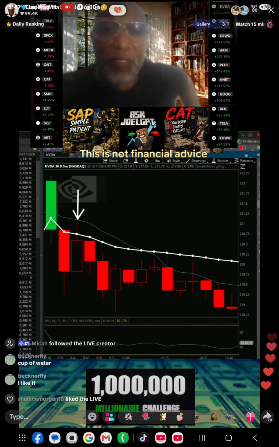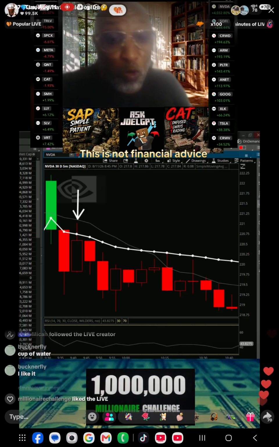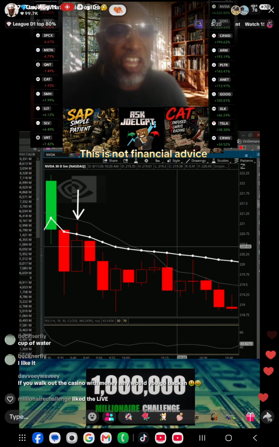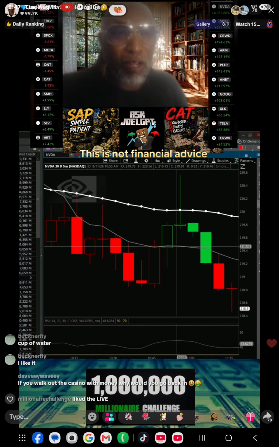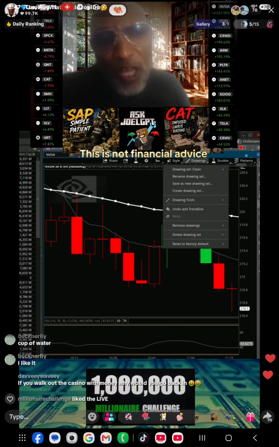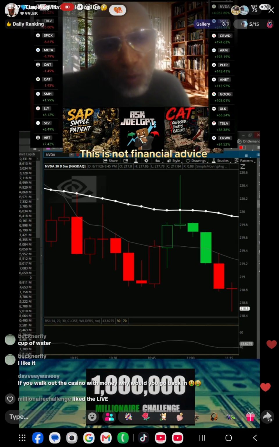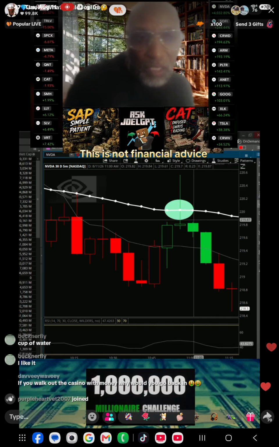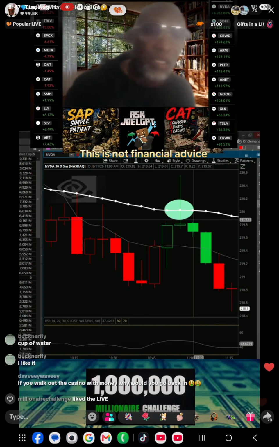Nvidia, this VWAP is angled down. You could have just taken shorts all day long at the VWAP and you would have made money. I know you're like, Joel, it's just today. Just today. Word? You think this reversal at the VWAP right here was a coincidence? You think that was a coincidence? That wasn't a coincidence.